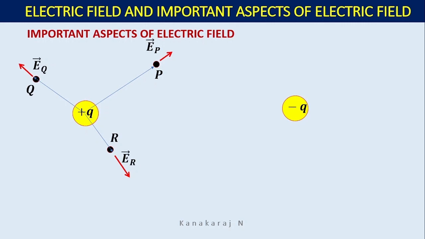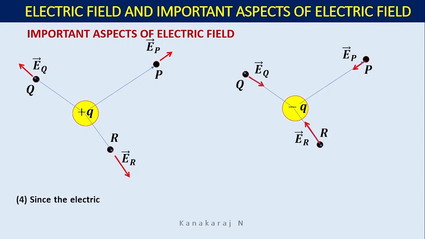Here for negative charge, we have 3 points P, Q and R. Now these electric field directions are all towards the negative charge. Look at the length of each vector. The length of the ER vector is more than the length of the EQ vector, which is more than the length of the EP vector, because when the distance increases, the magnitude of the electric field intensity decreases.